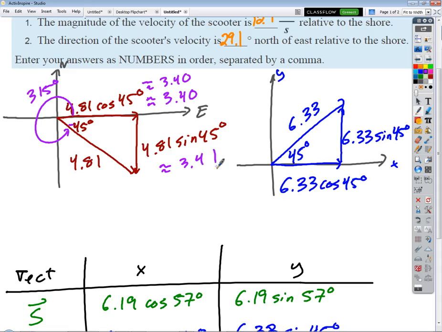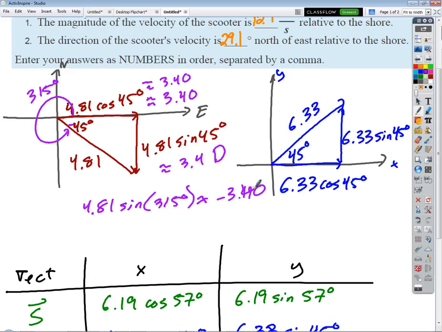3.41. Well, it should be exactly the same, yeah, right? Okay. But now watch this. What is 4.81 sine of 315 degrees? Negative 3.40. So it takes care of the signs for you then. See what I'm saying?